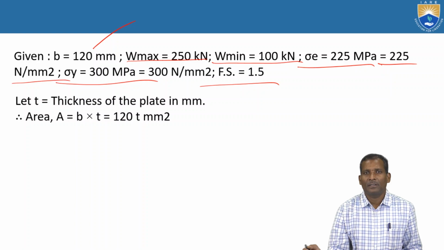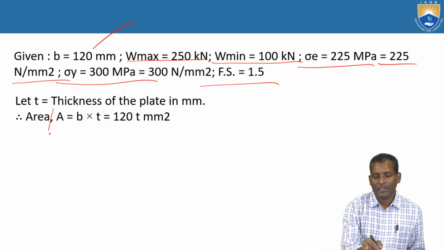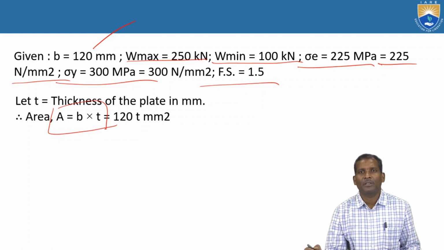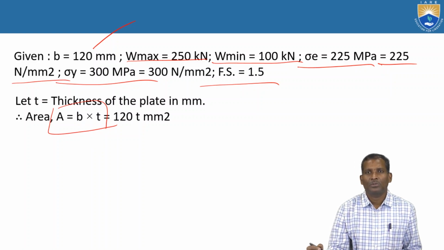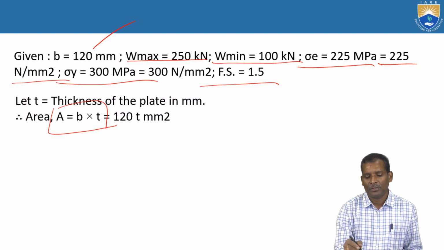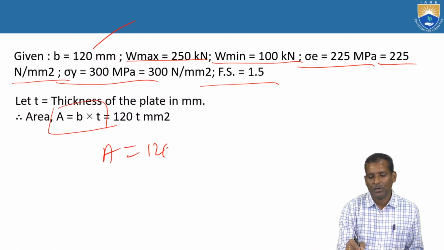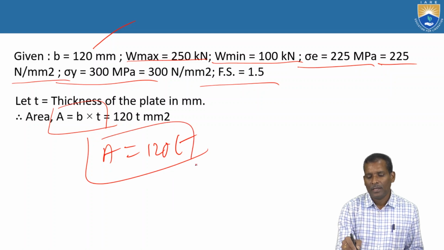Now let small t be the thickness of the plate. Calculate the area. Area of the plate is width multiplied with thickness. We don't know the thickness; you need to calculate it. The width is already given as 120, so the area is equal to 120 times t mm square.